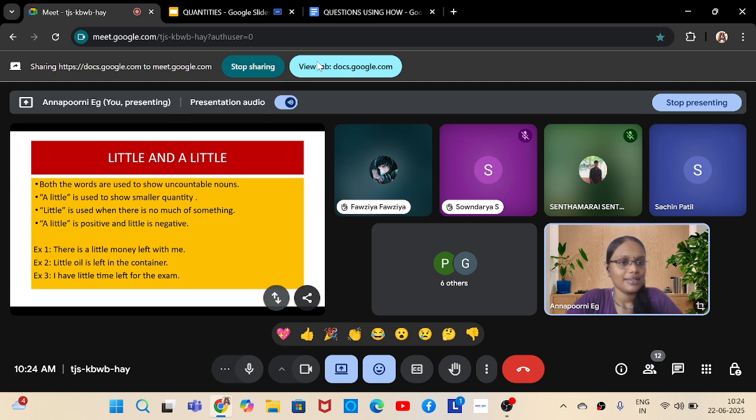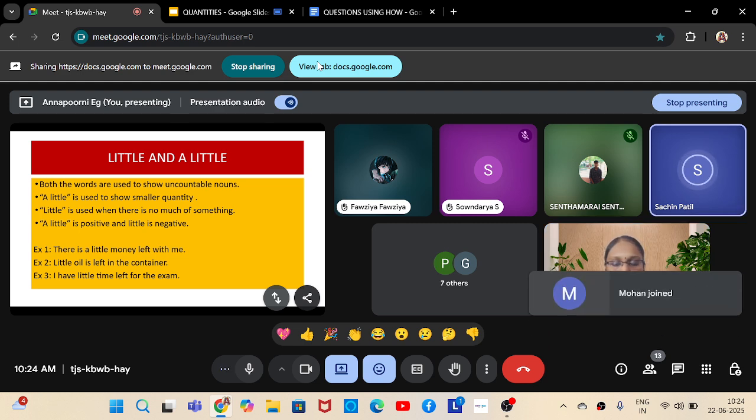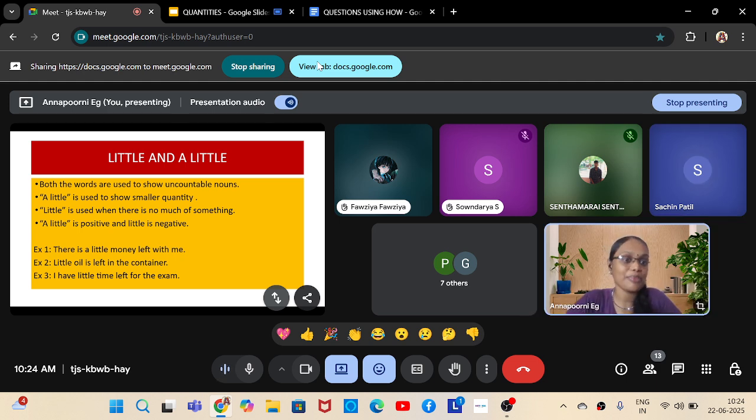In the first example, little is an uncountable. We can't tell how much it is exactly. Little is not an uncountable, it is actually a quantifier. I'm asking you the noun. Every sentence has a noun. Okay. Money, yes, money is the first noun. Second, oil. And third, time. Exactly. Now you got it? Yes, ma'am.